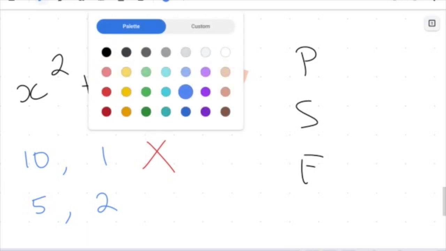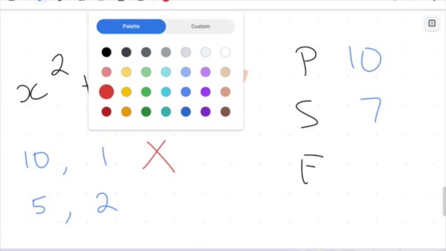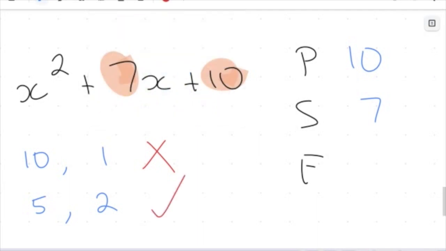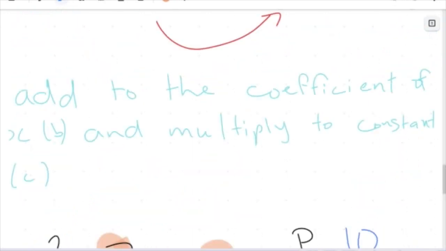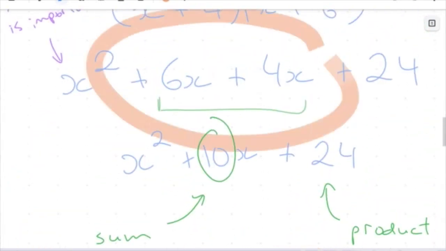So I'm going to fill this in here. My product should be 10, my sum should be 7. So my factors, the two numbers, are going to be 5 and 2. Those are my factors here, 5 and 2. So that means that these two numbers, like we've noticed in the previous patterns, are going to be the ones here in the middle, right?